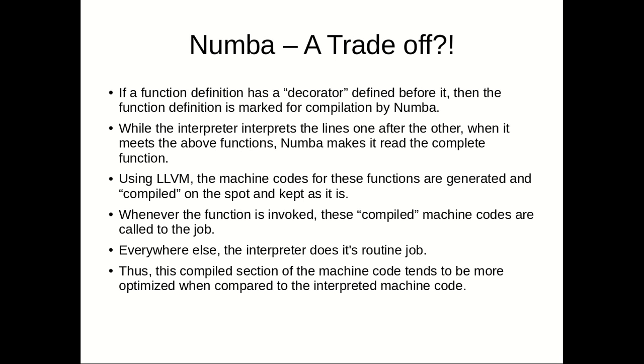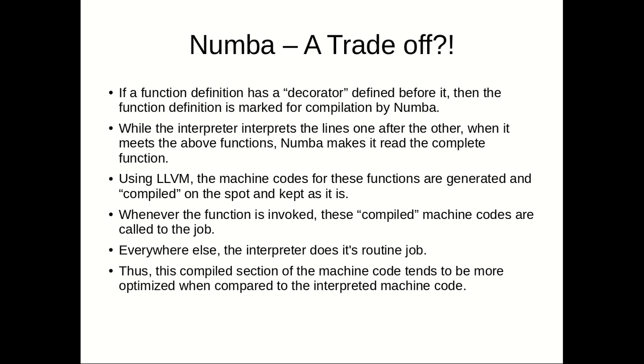Now, Numba is actually kind of like a trade-off. What it does is as follows: if you write a Python file, and on the function definitions you have a decorator defined before it, then the entire function is marked for compilation by the Numba decorators. And then here's the thing: the interpreter just goes one line after the other through the entire program, and whenever it meets the functions marked by Numba, Numba makes the interpreter read the entire function instead of every single line of the function. It tells the compiler to read the entire function.